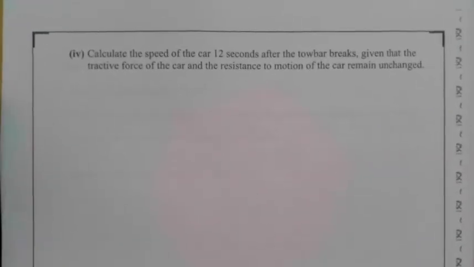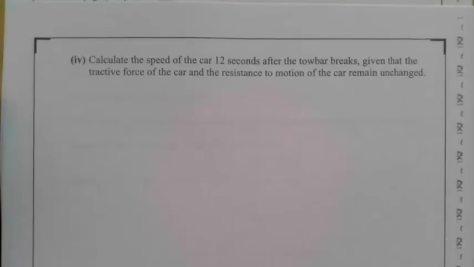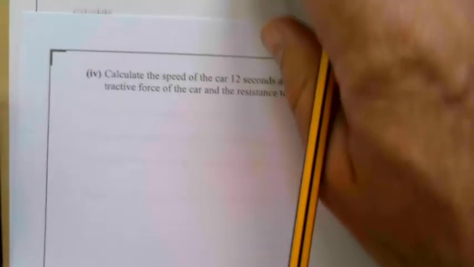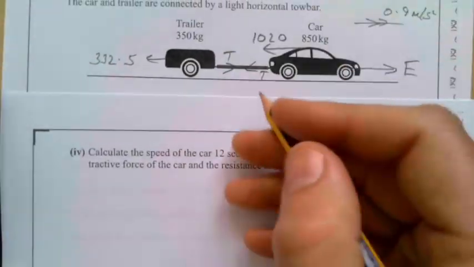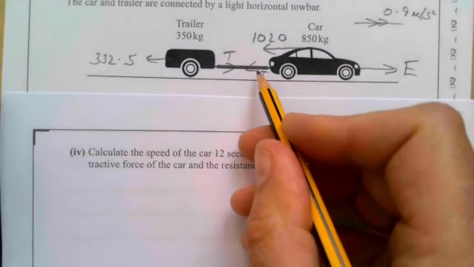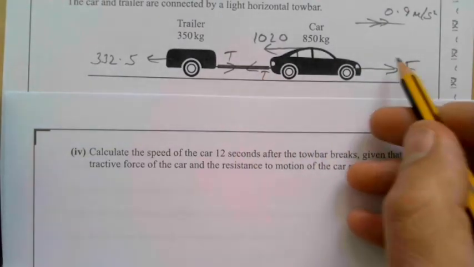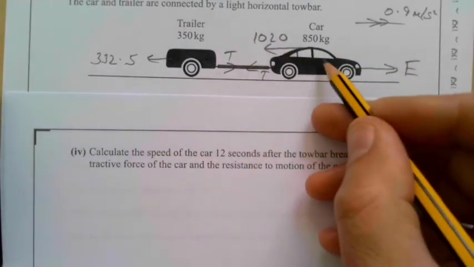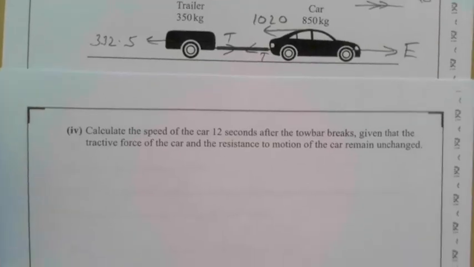Calculate the speed of the car 12 seconds after the tow bar breaks, given that the tractive force of the car and the resistance to the motion of the car remain unchanged. So once the tow bar breaks, things change, and the tension is going to disappear because there's no tension from the tow bar. So we still have our 2432.5 and we still have our 1020. So we need to find our new acceleration from there.